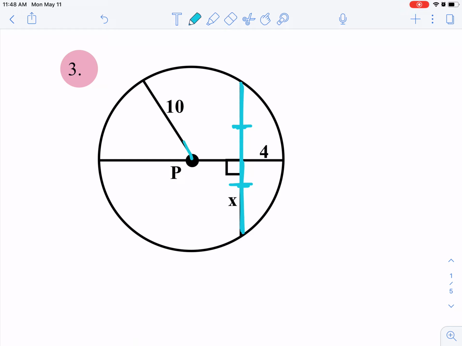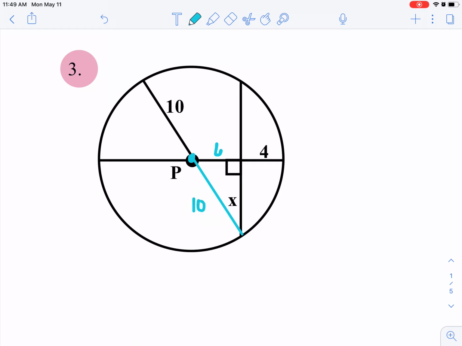We also see that this segment here is a radius. It starts at the center, goes to the point on the circle, and the radius is 10. That means all the radii in the circle are 10. So this is a radius, and this will be 10. So this whole blue segment is 10 units. So if this part is 4, this part is 6, so the whole thing is 10. And if we draw in our own radius, any radius we draw in would also be 10 units.